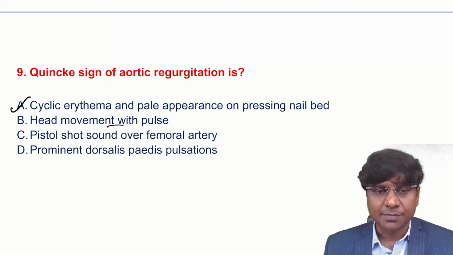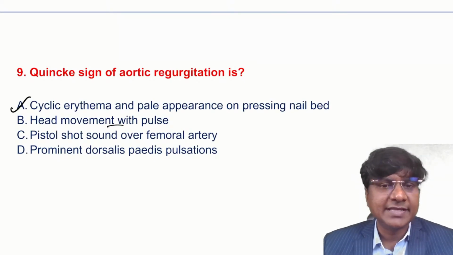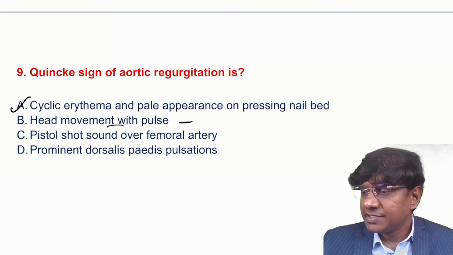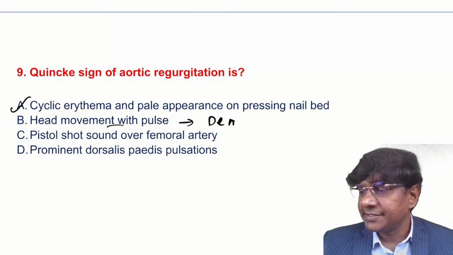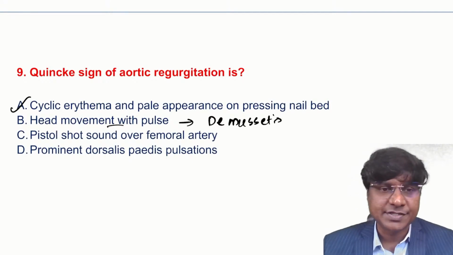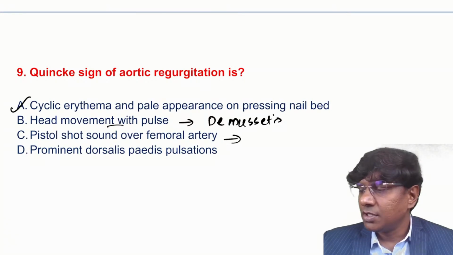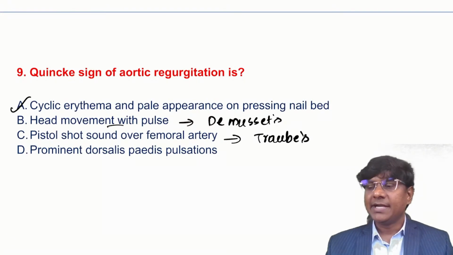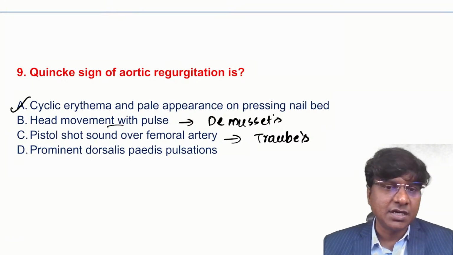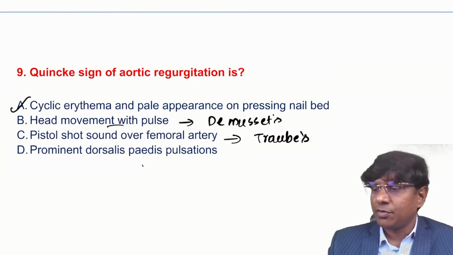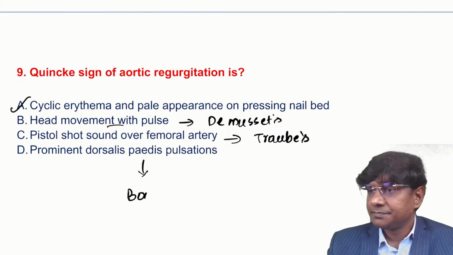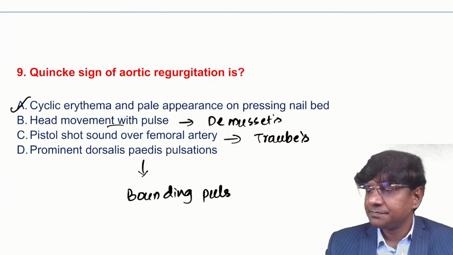Then what about the other options? Head movement with each pulse. What is this called? This is called DeMusset's sign. And pistol shot sounds over the femoral artery. What is this called? This is called Traube's sign. And prominent dorsalis pedis pulsations, basically it is a form of a bounding pulse. You don't have any name for this, but it is a form of a bounding pulse.